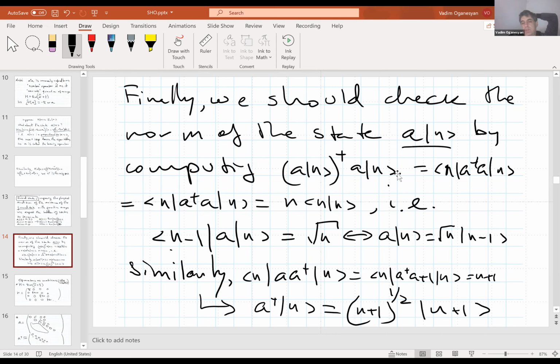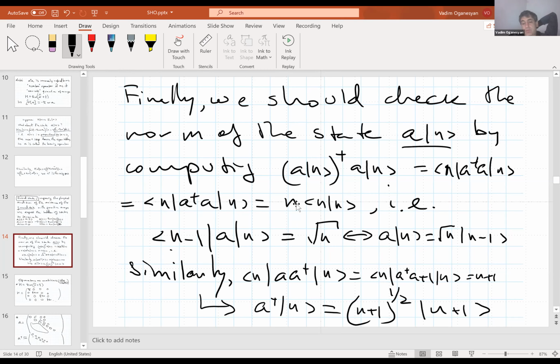So you can see that the norm of a n is n a dagger a n. And because we know that a dagger a is n itself, we're just counting the states. That basically tells you that a n gives you n minus 1 with the boost of square root of n, right? Because the norm is n, so you just have to take a square root to normalize it.